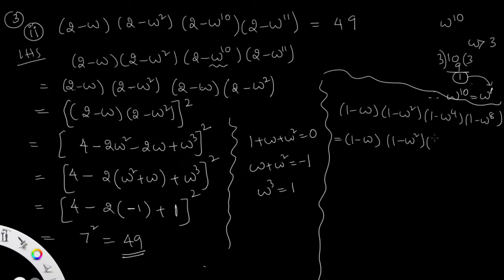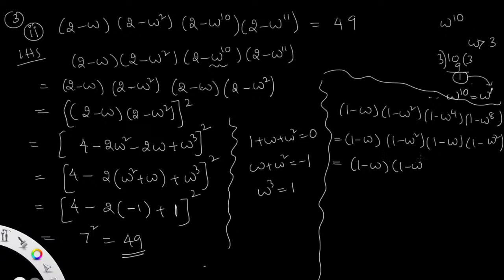Second power goes to 1 minus omega. Omega power 4 means: if the power is greater than 3, divide the power by 3 and take the remainder as the power of omega. Omega power 8 also gives omega square. So that is 1 minus omega.